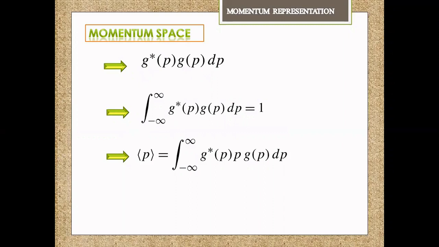Similarly, coming to momentum space, let's say g of p is the wave function in momentum space. This is complementary to the position space wave function psi of x. So g star p g p dp, rather than telling us the probability of the particle being at a given location, gives the probability of it having a given momentum. So the integral from minus infinity to plus infinity of g star p g p dp equals 1: the probability of the particle having a momentum over the entire space is equal to 1. Then the expectation value of p in momentum space is the integral from minus infinity to plus infinity of g star p, p, g p dp.